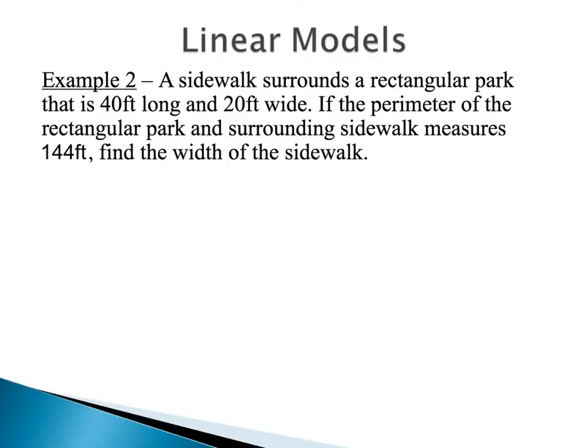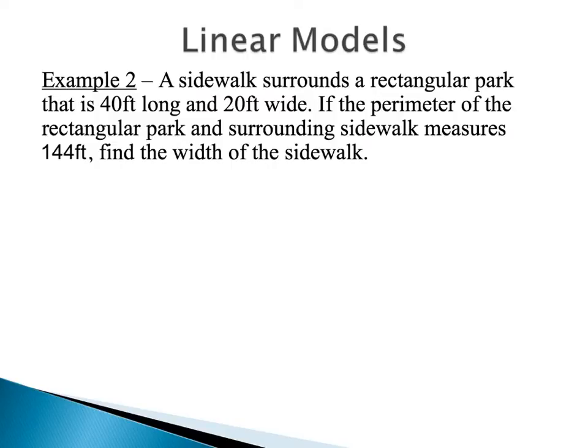So our next problem is more of a geometry problem. If we have a sidewalk that surrounds a rectangular park that is 40 feet long by 20 feet wide, if the perimeter of the rectangular park and the surrounding sidewalk measures 144 feet, find the width of the sidewalk.